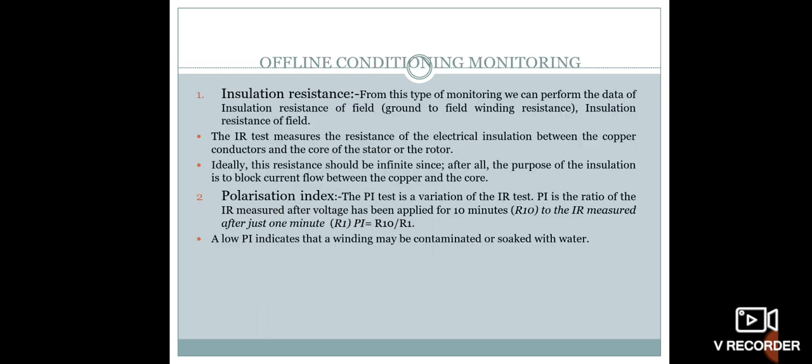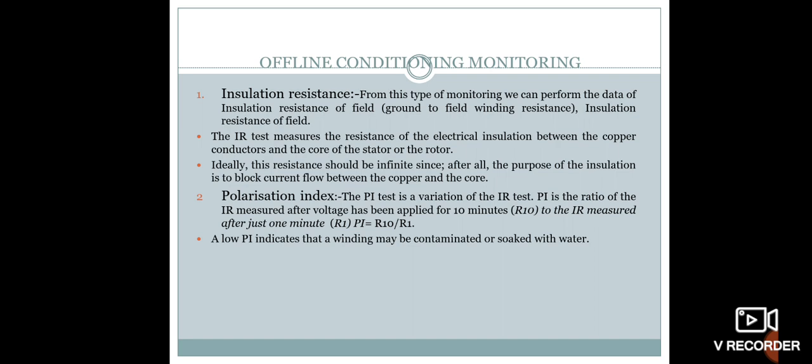Coming to the next slide, offline condition monitoring. The first point is insulation resistance. From this type of monitoring, we can obtain the data of insulation resistance of field, ground to field resistance, field winding resistance, and insulation resistance of field. The insulation resistance test measures the resistance of the electrical insulation between the copper conductors and the core of the stator or the rotor. Ideally, this resistance should be infinite since, after all, the purpose of insulation is to block current flow between copper and the core.